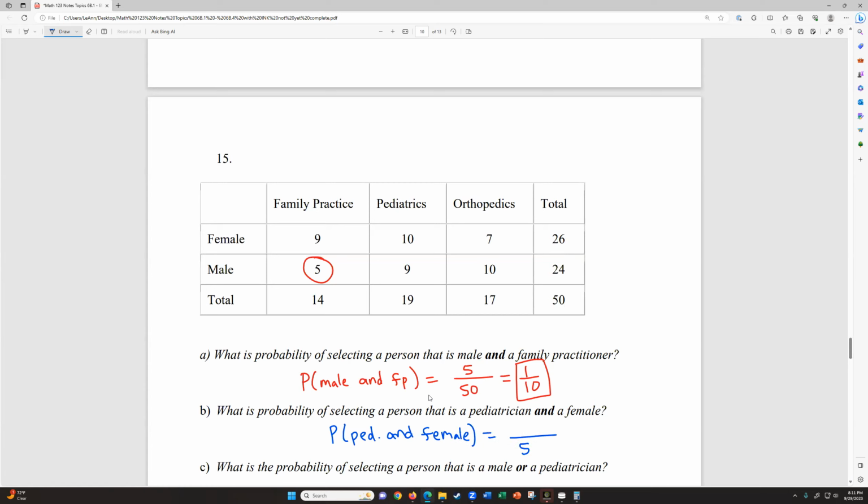Again, we're not doing "given that," so we're still using our total of 50 people. Pediatrician and female overlaps at 10. So the "and" statement says we get that overlap. That reduces down to 1 out of 5.